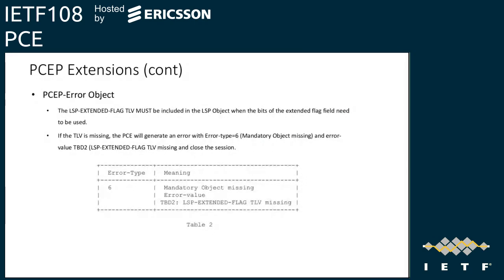And we also extend the PCEP error object. The LSP extended flag TLV must be included in the LSP object when the bits of the extended flag field need to be used. So if the TLV is missing, the PCE will generate an error with error type 6, which means mandatory object missing, and the error value is to be added. It means the LSP extended flag TLV is missing, and it must close the session.